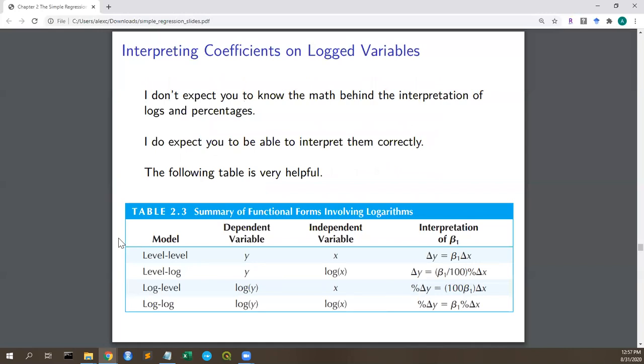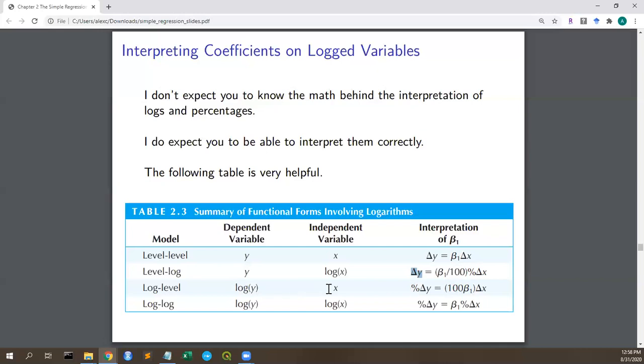So interpreting the coefficient on logged variables, you don't have to know the math, but you do have to know how to interpret them. If you have a level, which is just regular y and x, you interpret it as a 1 unit change in x leads to a beta 1 change in y. Now, if you log x but leave y the same, you say a 1% change in x leads to a beta 1 divided by 100 unit change in y.